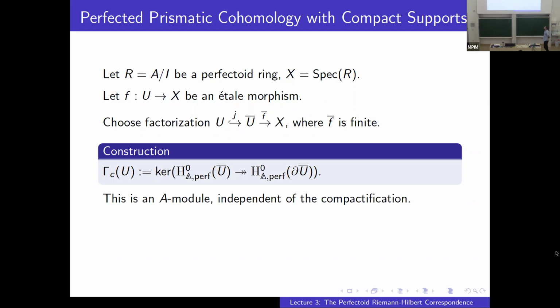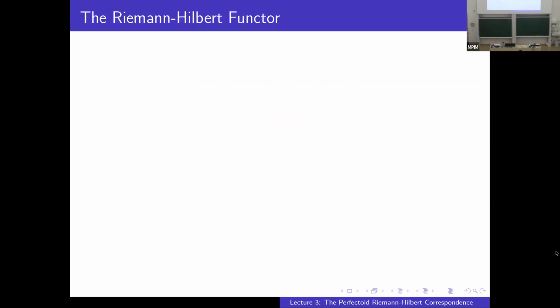So this is an A module, and again, it's not clear from the construction, but one can show that it's canonically independent of the compactification that you choose. And it's related to the preceding construction. So this gamma C without the bar is an A module, but when you reduce it modulo the ideal I, you get gamma bar C, which is an R module. Okay, so this is a construction that you can do for anything étale over X, and I want to turn this construction into a functor.